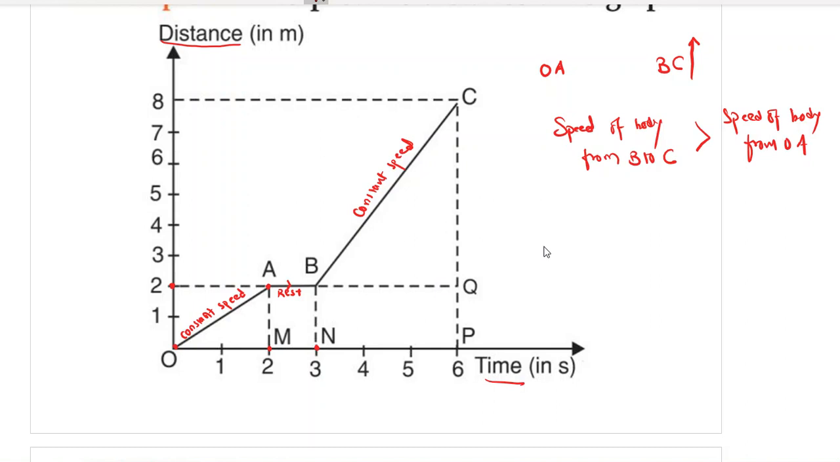You can find the value of speed. So for the first 2 seconds, what is the speed? How do you find the speed from a distance-time graph? You find the slope of the graph. How do you find the slope of the graph?